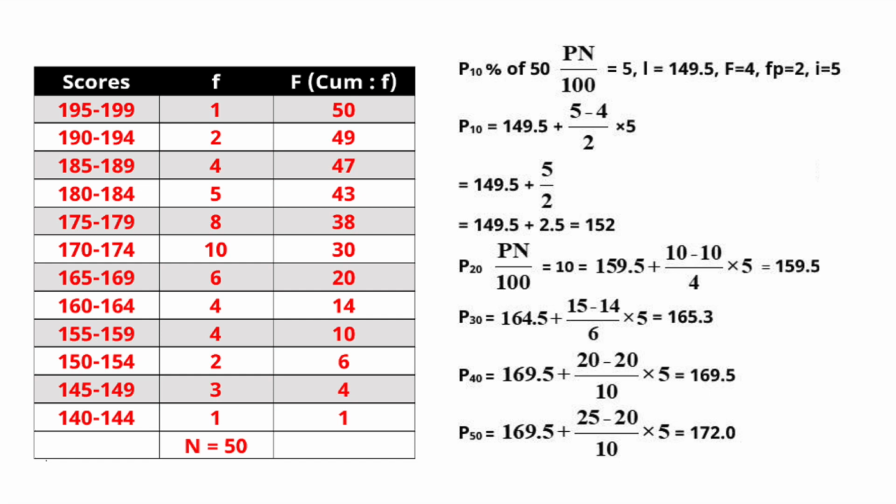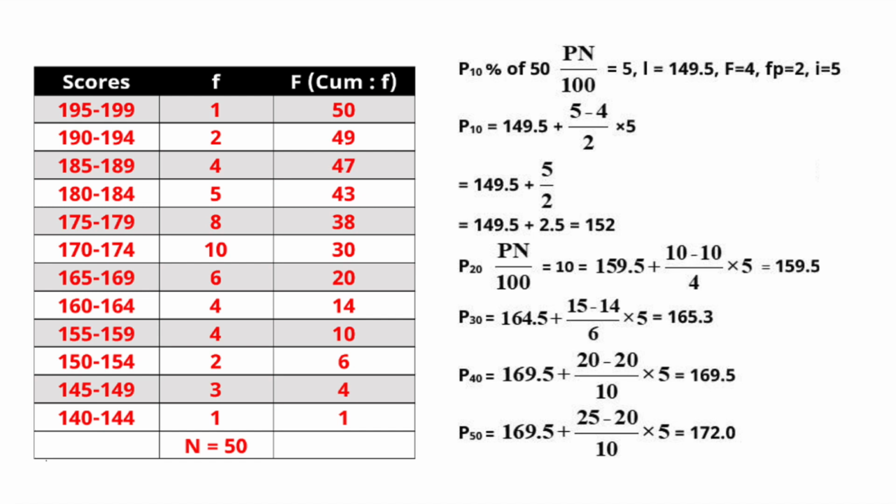What was capital F? The sum of the frequencies of those class intervals which are less in value than the class interval in which the Pn upon 100 is coming. Now, Pn upon 100 is lying in 150 to 154. Which class intervals are less in value? 140 to 144, 145 to 149. So, the sum of their frequencies we have already calculated, 4. So, capital F is 4.